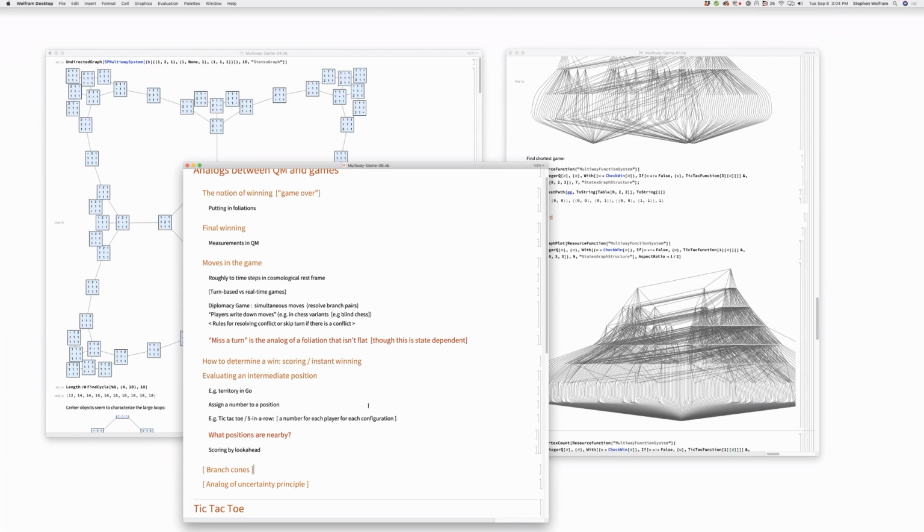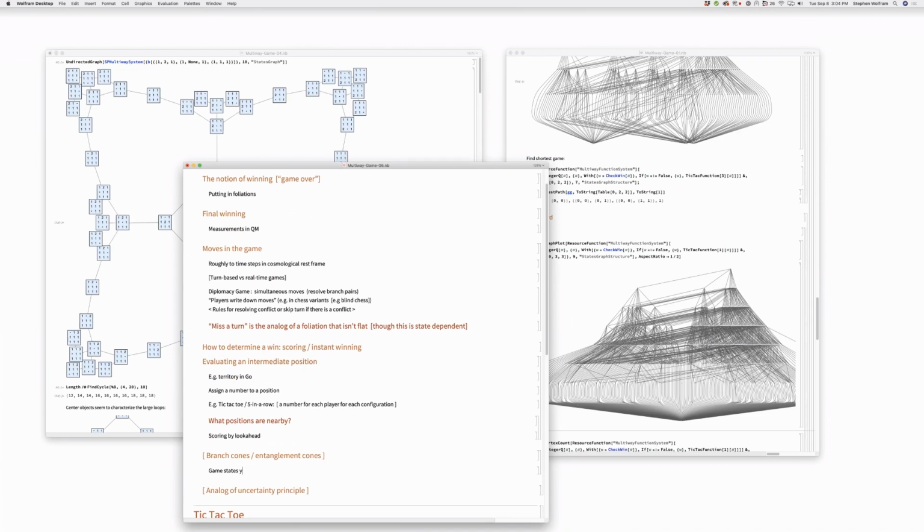It's a set of states that you call entanglement cones. What's that? I've just been calling them entanglement cones. Yeah, I know we've been calling them entanglement cones, but that's very quantum oriented. Well, light cones is very relativity oriented. Well, fair enough. All right, whatever, branch cones, entanglement cones, whatever. So those are the game states you can reach.